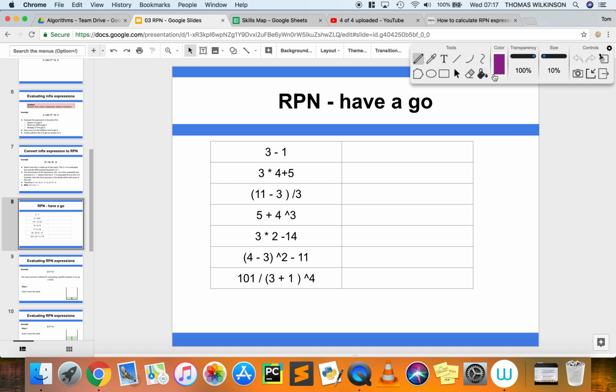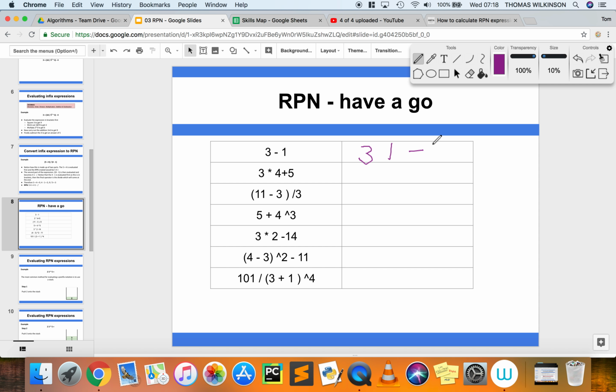So the first one is probably the most straightforward type of reverse Polish notation, or infix to postfix expression, we can do. All we're simply going to do is move the operator to the end of the sequence, so it's going to become 3, 1, and then minus as an answer.